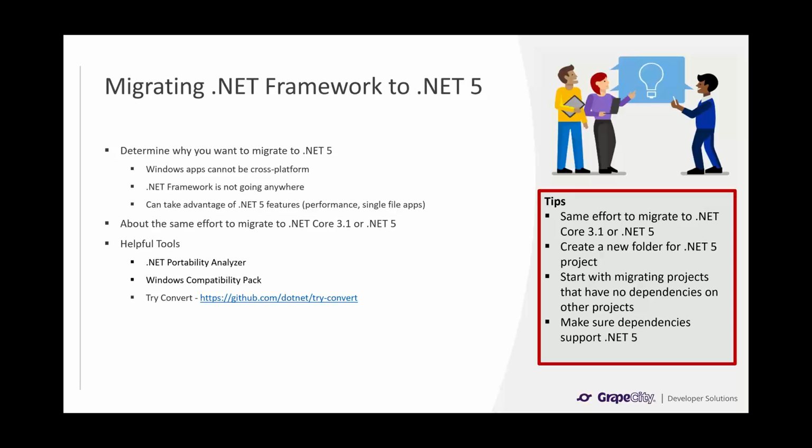So next, let's demonstrate how you can migrate a WinForms app to .NET 5, specifically one that's referencing ComponentOne controls. There's a lot of information out there already on migrating apps, tips and tricks. But really the most important thing to first start with are questions that you should ask yourself, like, why do you want to migrate to .NET 5? Or should you migrate to .NET Core 3.1 first and then 5?